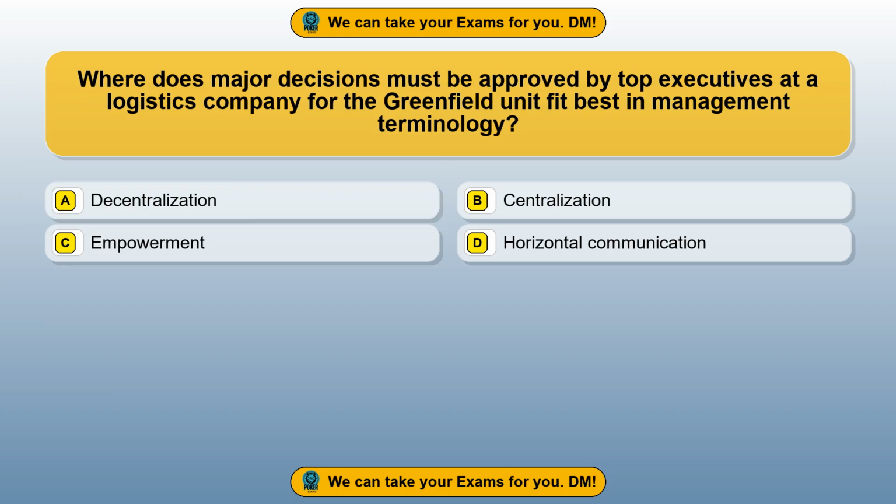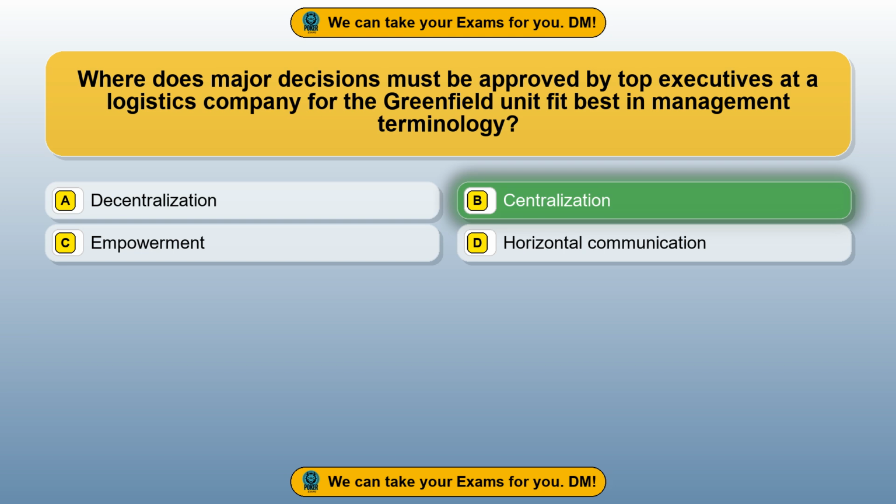Question 65. Where does "major decisions must be approved by top executives" at a logistics company for the Greenfield unit fit best in management terminology? Option A, decentralization. Option B, centralization. Option C, empowerment. Option D, horizontal communication. The correct answer is option B, centralization.